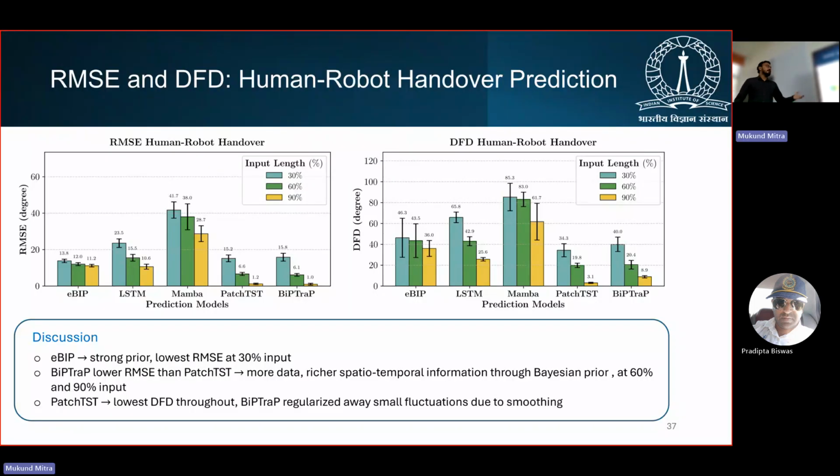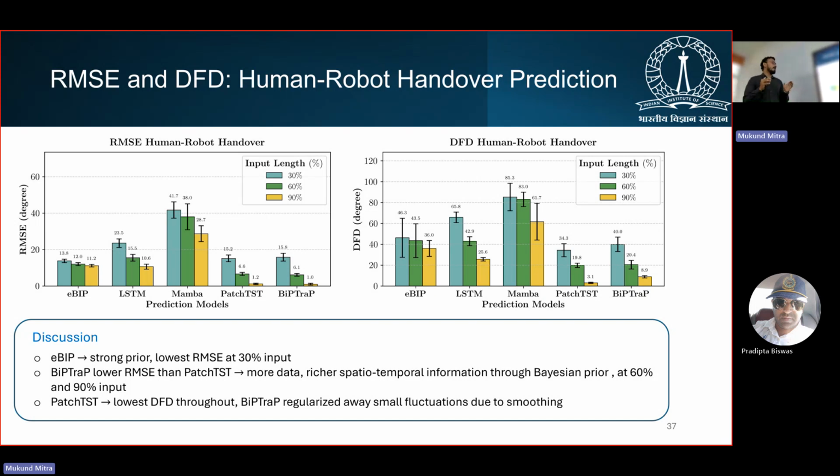So we evaluated the final prediction using 2 metrics. One is RMSE, and the other one is DFD, which is discrete Fréchet distance. RMSE is used to calculate the point-wise accuracy or the error, whereas DFD captures the overall shape of the trajectory.